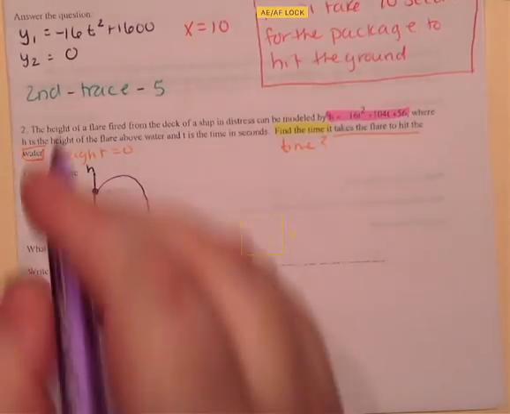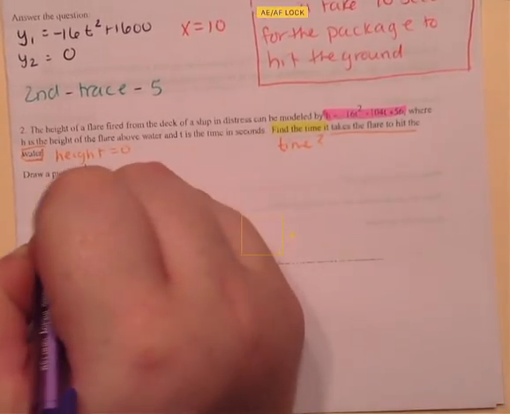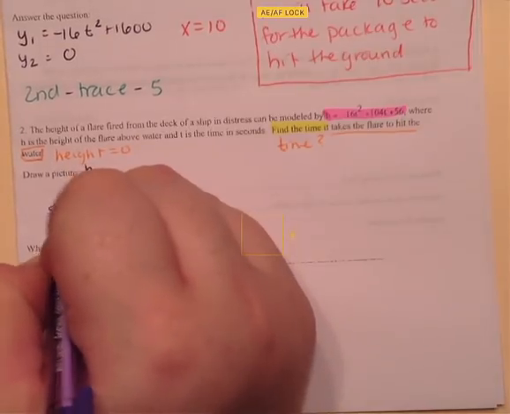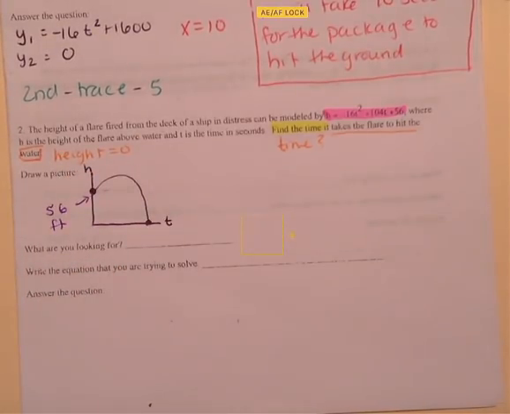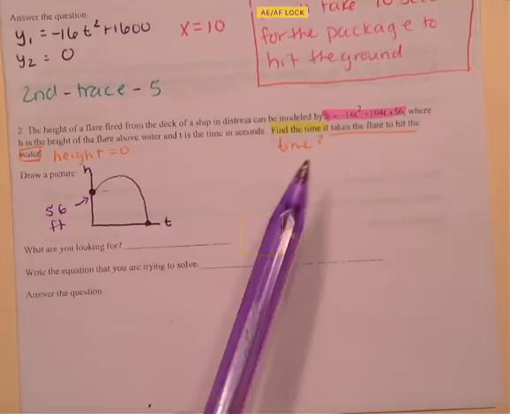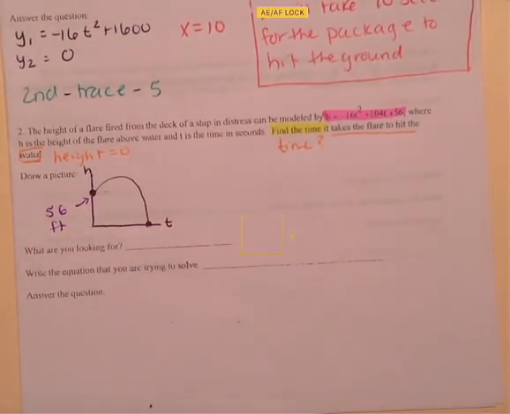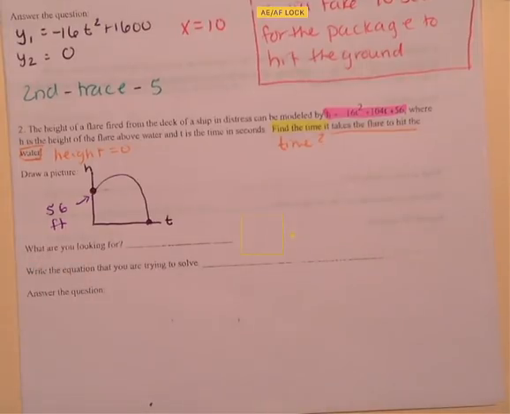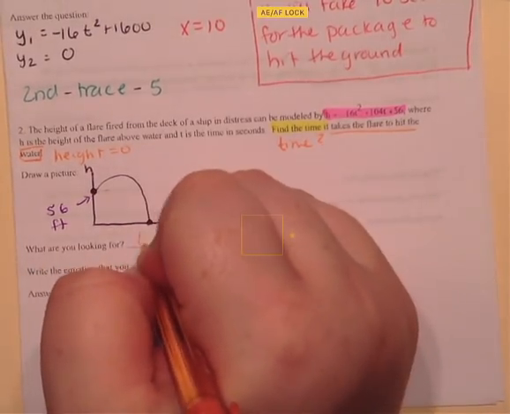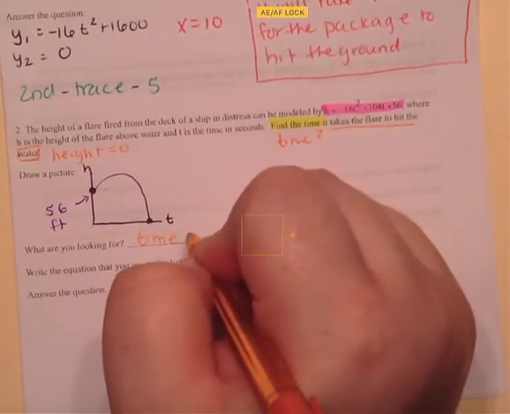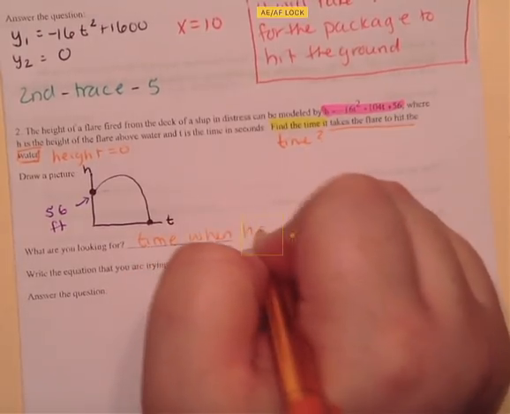So this value, again, is 56. Now I'm going to use feet for my measurement. And the question is asking, when will it hit the water? So this is where we want. This is, again, called the x-intercept. So what are you looking for? We're looking for time, so t, when h equals 0.